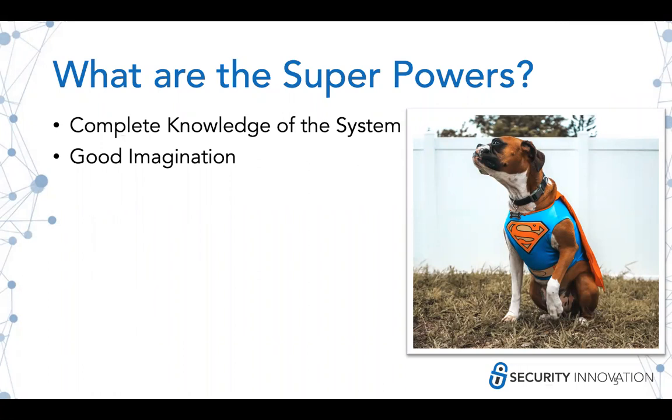Second is a good imagination, because no matter what you know about the system, no matter what you know about the libraries or programming language that was used, or how the JavaScript was minified, or the protocols that are used, or whether it's going over TLS or anything else, you still don't know exactly how it was developed. You need to be able to get into that sense of what the developer was thinking here. What was the architect thinking? And how does this actually change the attack surface of the application?